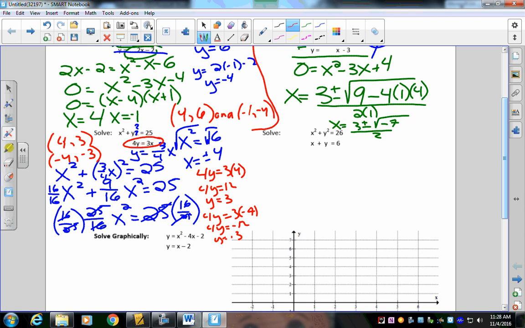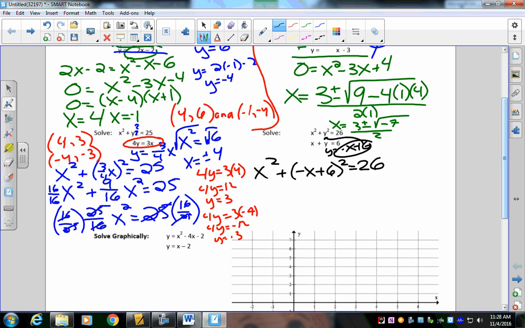All right, and then the last one I have algebraically, once again, is a quadratic and a line. So I'm going to substitute, but I'm going to solve. It doesn't matter which one you solve for. I'll go ahead and solve for y, because why not? Get it? Okay, anyways, moving on. So this is going in place of the y up here.